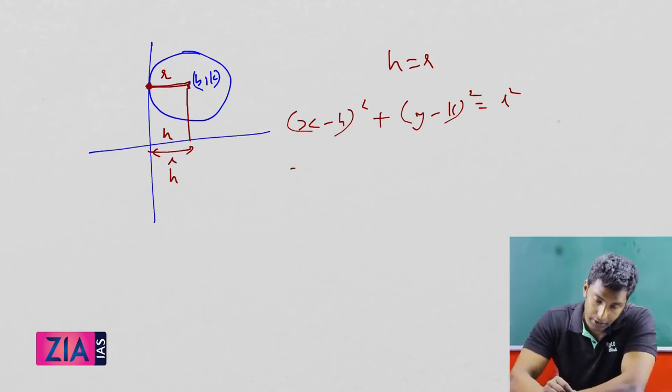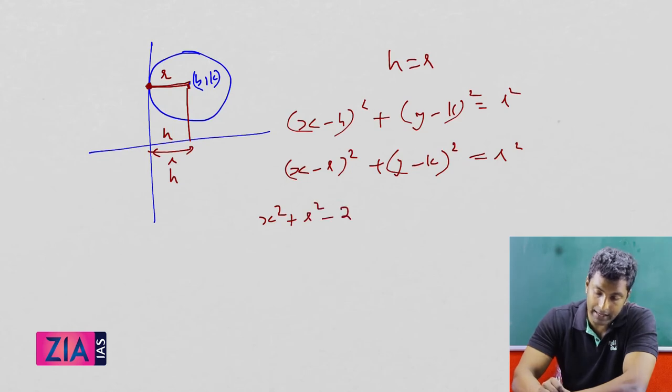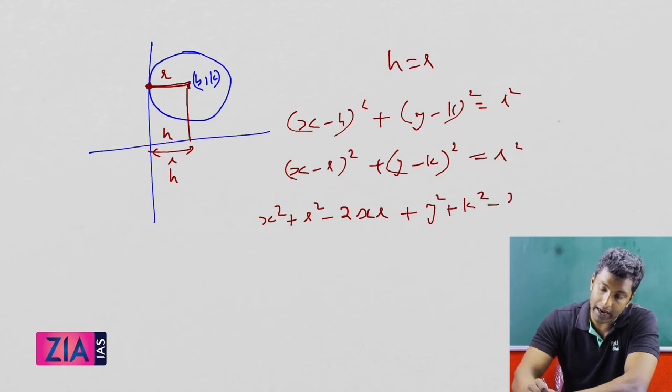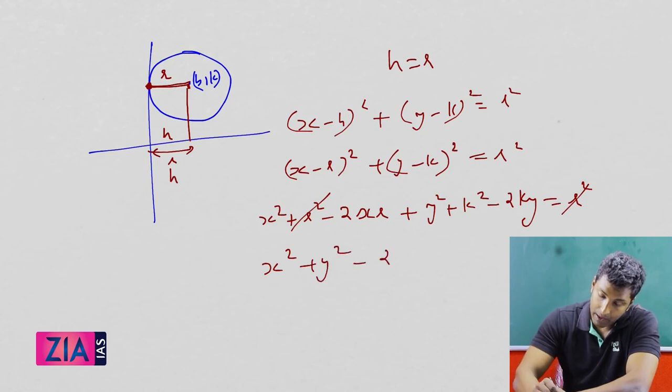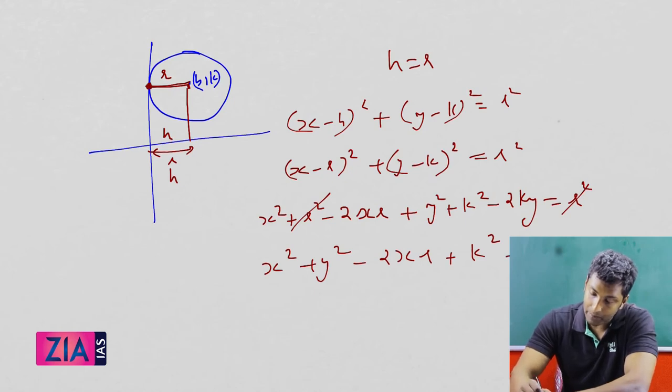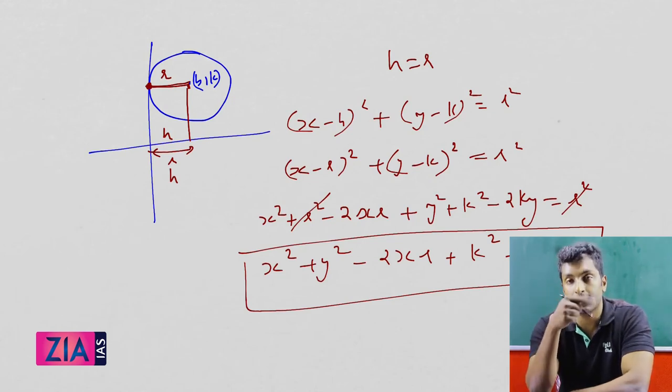Now you put h = r, so (x − r)² + (y − k)² = r². Now if you open up the bracket, x² + r² − 2xr + y² + k² − 2ky = r². So which one will get cancelled out? You'll get this r² and r² cancelling out. So x² + y² − 2xr + k² − 2ky = 0. So this is the equation of a circle which is touching the y-axis.